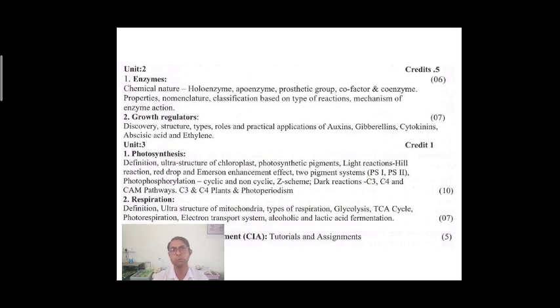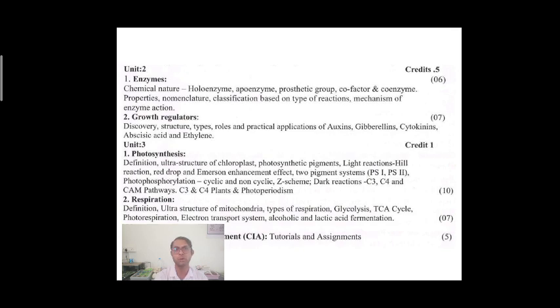Now looking at unit number 3, it includes the most important part, which is known as photosynthesis. In this part we are going to concentrate on the definition, ultrastructure of chloroplast, photosynthetic pigments, light reaction, then the red drop, Emerson enhancement effect, two pigment system, and other terminologies related to photosynthesis which are also discussed in this part.